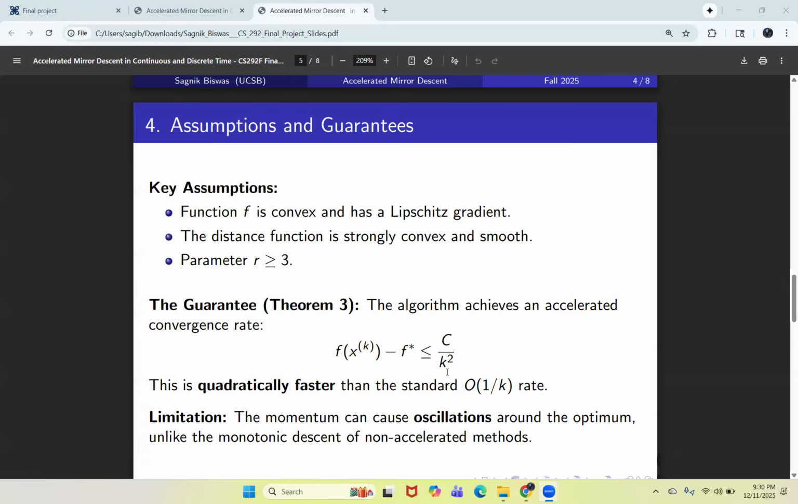But there are some catches to this, because the system here is actually representing a damped harmonic oscillator, which is like a spring with friction. And the momentum can actually cause the trajectory to oscillate around the optimum. So, once you get to the neighborhood of the solution, you might have to go around a little bit before you actually settle down. This is where the trade-off comes in, because yes, you get to the neighborhood of the solution much faster, but you're going to spiral around before settling, unlike a monotonic descent, where in the standard methods you take a little bit longer to get to that solution, but once you're there, you won't spiral along as much.